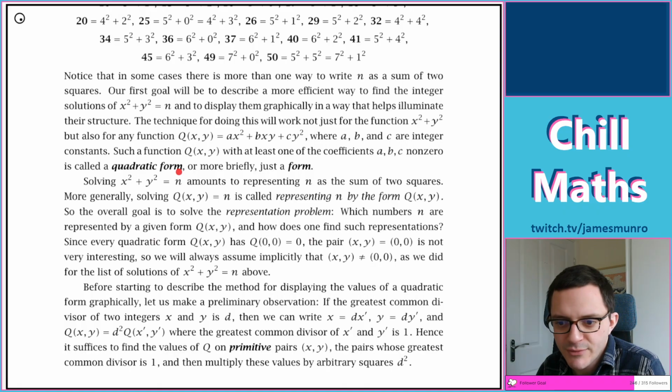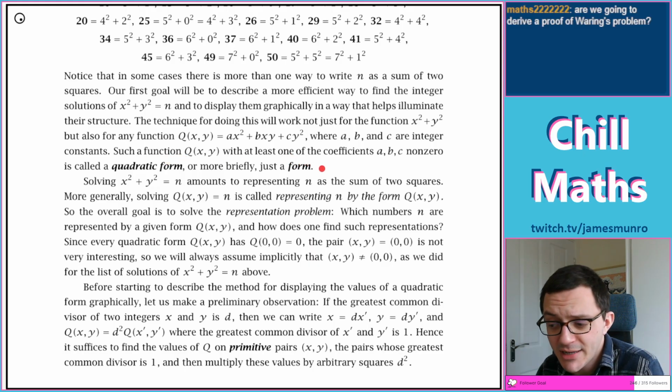This is called a quadratic form, or possibly in this book, a form. When someone introduces you to a notation and then a short notation, you have to be aware that they might be planning to use the short notation. Goodness, probably not maths 2.